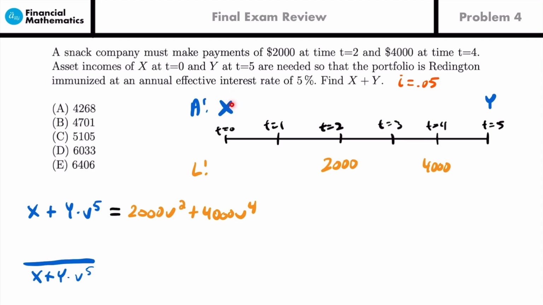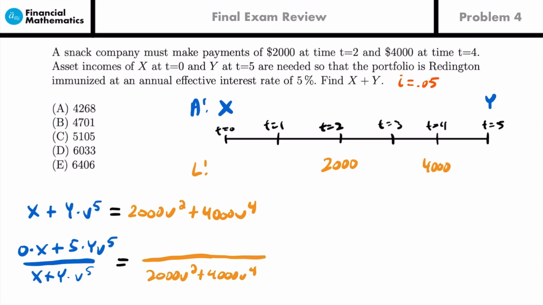Now, for X, that payment is going to be received at time 0, so we would have 0 times the present value of that payment, which is just X, and then we're adding that to the present value of Y, but multiplied by the time at which it is received, which is 5. So we will have 5 times Y times V to the power of 5. And that will be equal to the Macaulay duration of the liabilities, which in the denominator, we're just going to have the present value, which is 2,000 times V squared plus 4,000 V to the power of 4. And in the numerator, we will also have the present value, but each of those cash flows will be multiplied by the time at which they are made, which is time 2 and time 4 respectively. So we have 2 times 2,000 V squared plus 4 times 4,000 V to the power of 4.